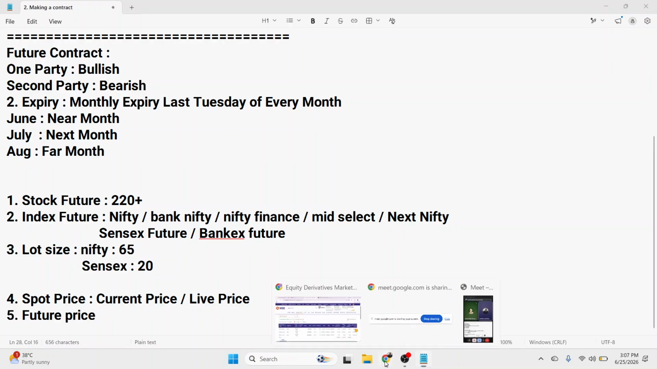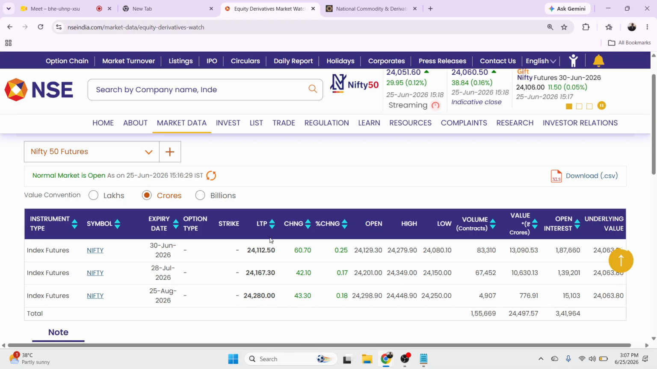For the future price, we have a different price for each month's expiry. You can see here it is 24,112, 24,167, and 24,280, so there is a price difference across all of these. If you would like to buy right now in the cash market, you have to pay this. If you would like to buy a future of this, the price would be this.